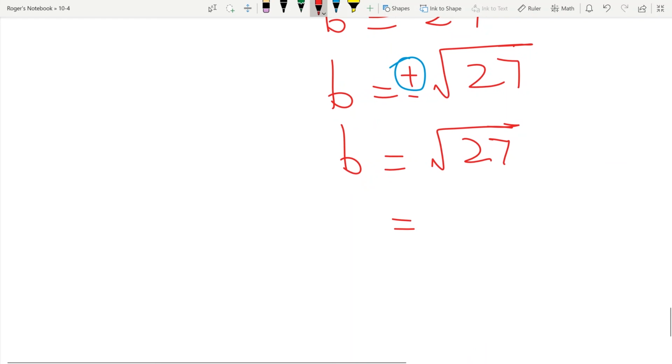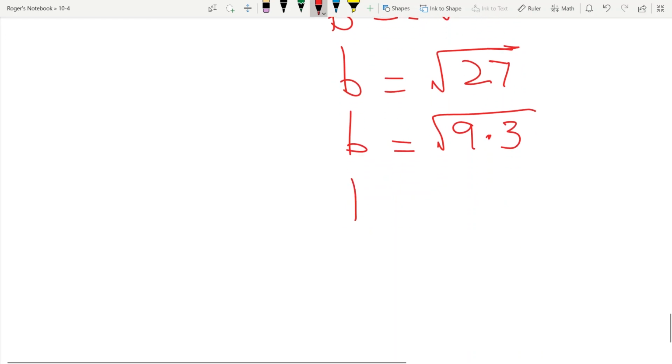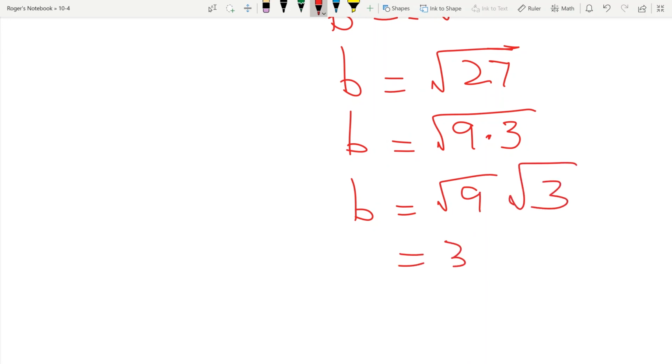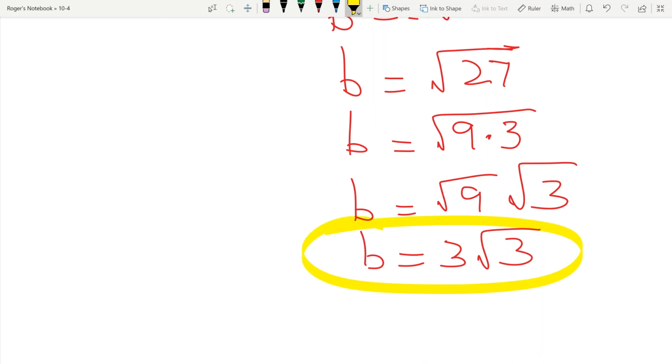And how do we simplify that? It's not in simple form because the radicand has factors, one of which has a nice square root. This can be written as the square root of 9 times 3. Okay? And I believe that you remember from our other section that this is the square root of 9 times the square root of 3, which is equal to 3 square roots of 3. Okay? b is equal to 3 square roots of 3. Cool. There's your answer, 3 square roots of 3.